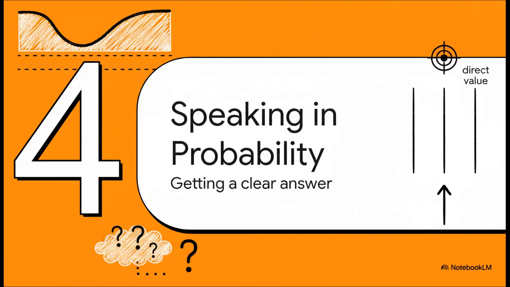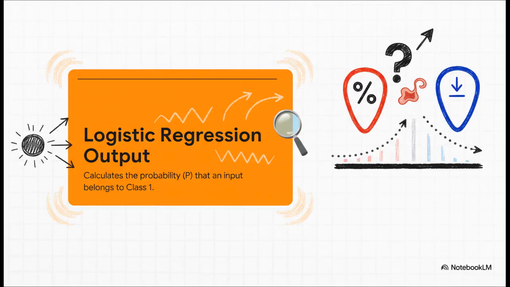Okay, so we have this beautiful S-curve, but what is it actually telling us? This is a really important shift in thinking. Unlike a straight line that could just shoot off to infinity, this S-curve speaks a very specific language, the language of probability. So instead of just spitting out a hard yes or no, the model gives us the probability, the chance that something belongs to class 1. So for our tumor example, it doesn't just say malignant. It says something much more useful, like there is an 85% probability that this tumor is malignant.